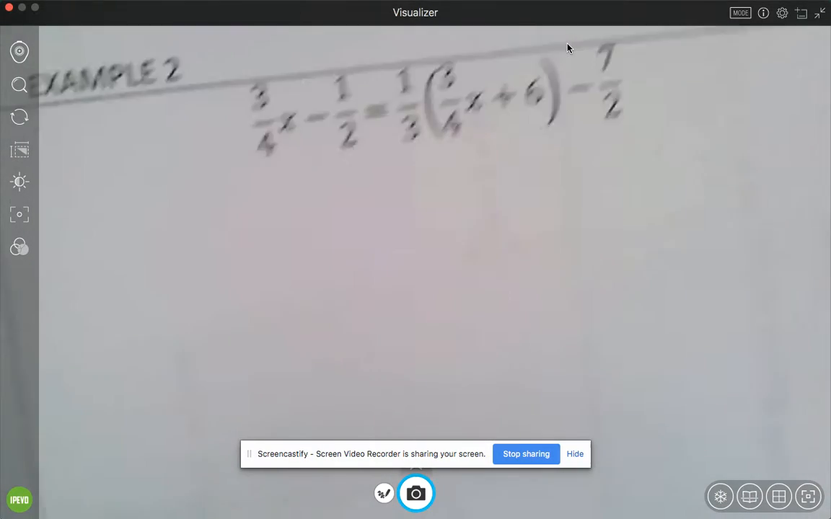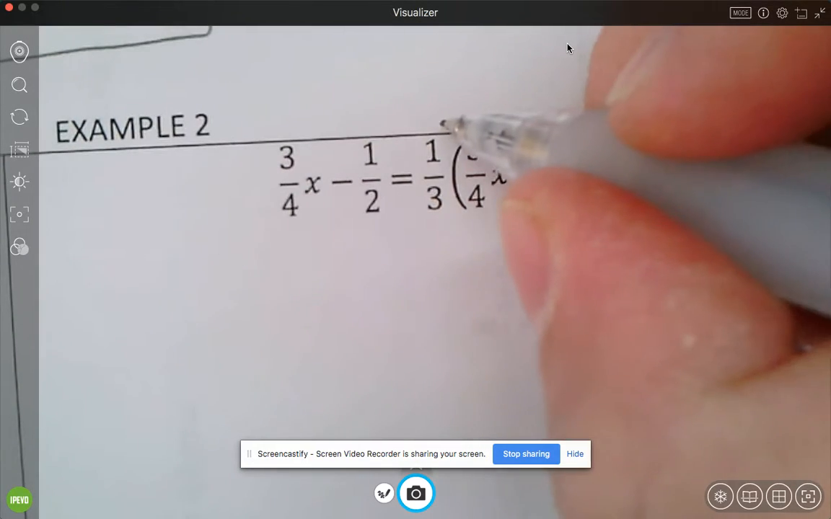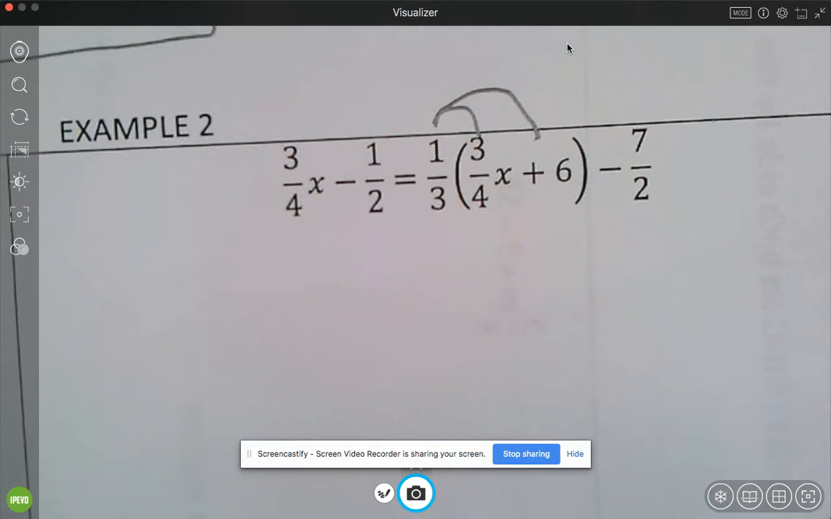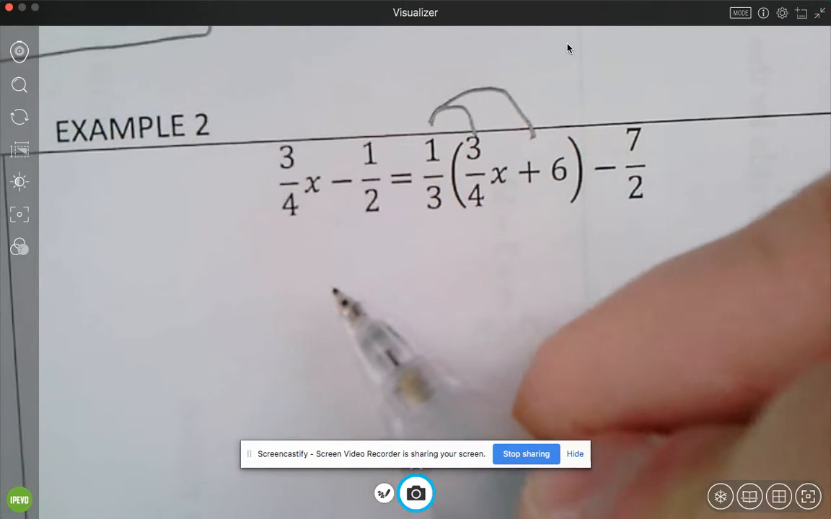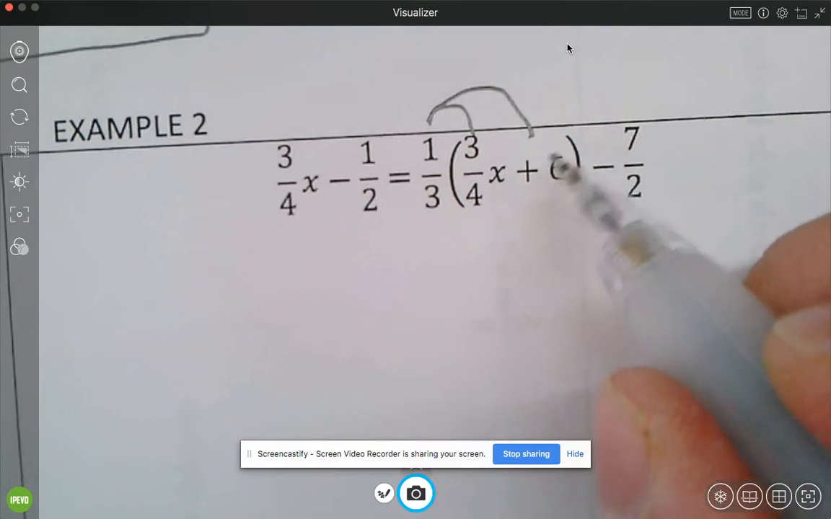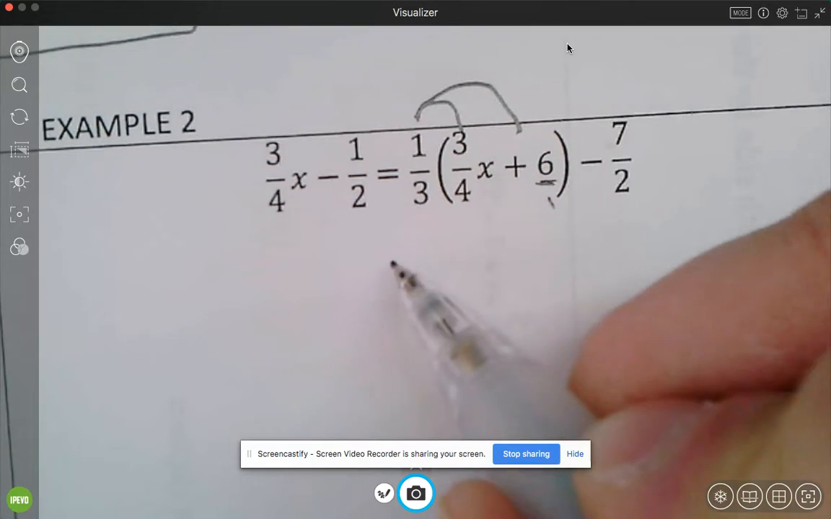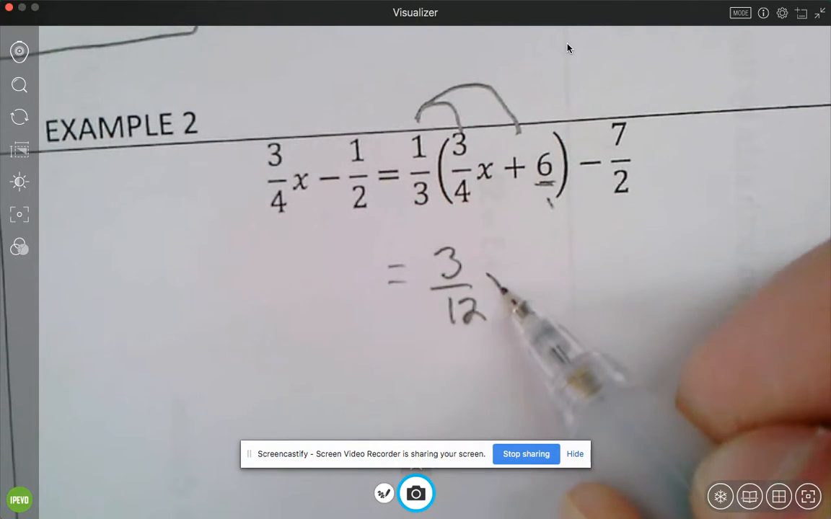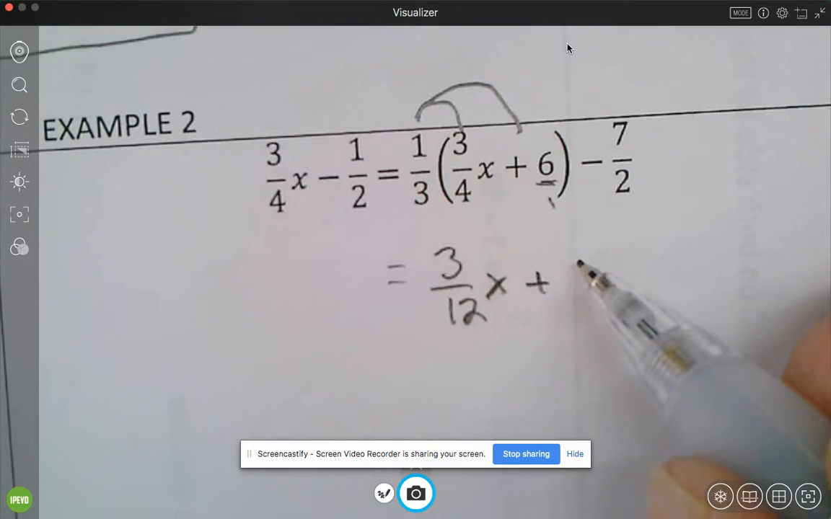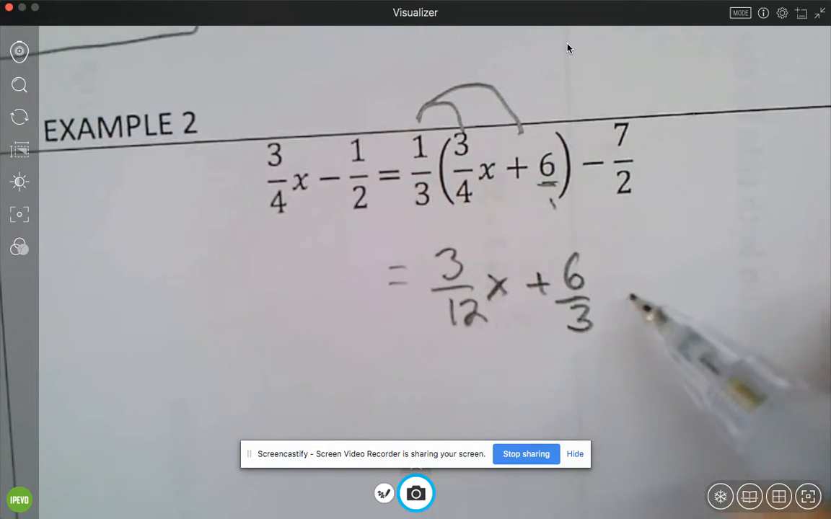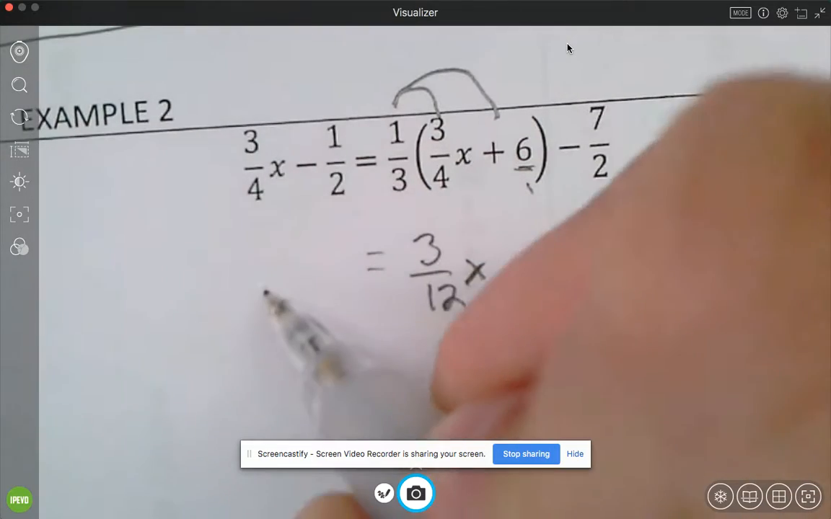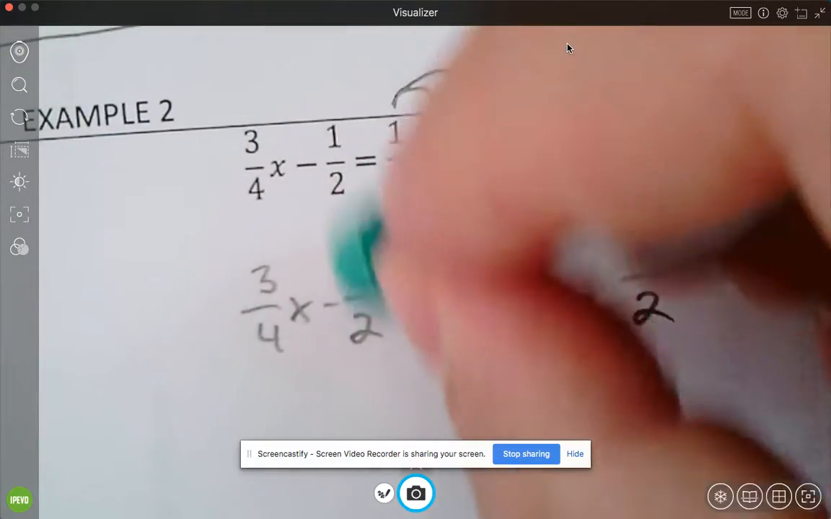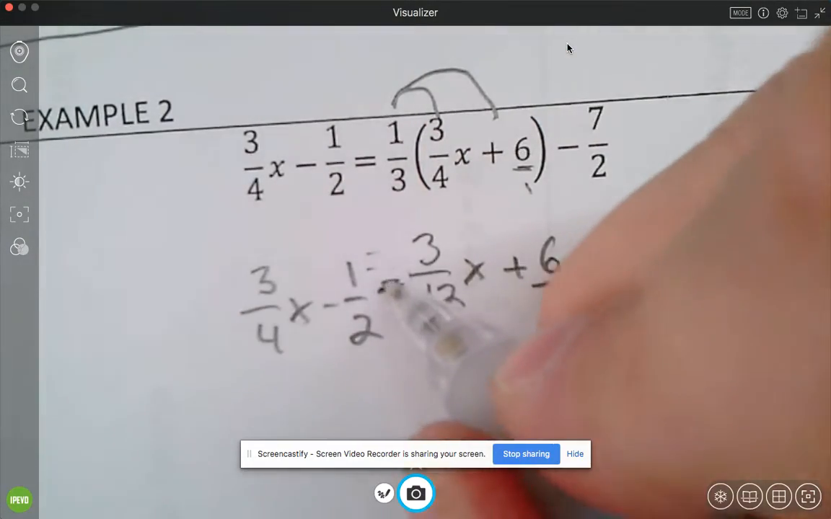Okay, so for the next example, why don't we just at least distribute this together, and then you can try with a partner to solve this. So anybody think they can distribute the 1/3? Here. So we'll write this as 3/12 x plus 6/3 minus 7/2. And over here we're left with 3/4 x minus 1/2. Like that. So make sure you have this copied down.